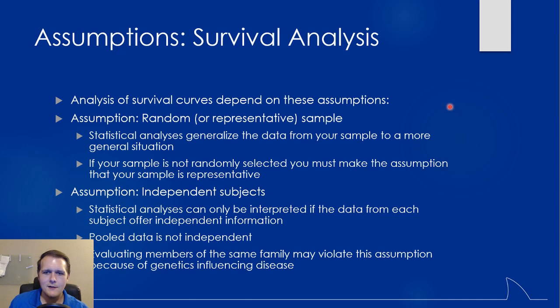They should be independent subjects. So again, people need to be only counted once. You cannot look at twins and things like that. And so again, you can really run into some issues if you violate any of these. It may not really be representative of your actual data there, right?